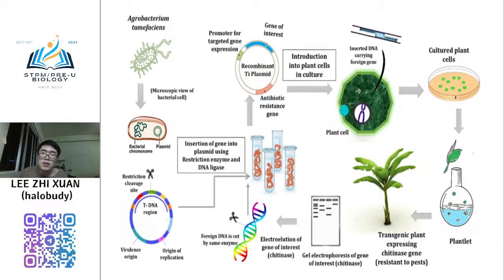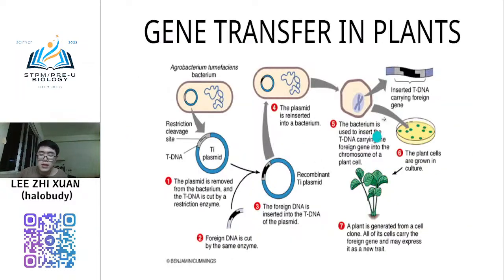I use this photo, it's easier. This one is a bit more complicated. Okay, you already formed the recombinant Ti plasmid, and then you transform this recombinant Ti plasmid into this Agrobacterium tumefaciens cell, the host cell. After that, you can undergo the screening process, same as I mentioned in the human insulin one, same process.